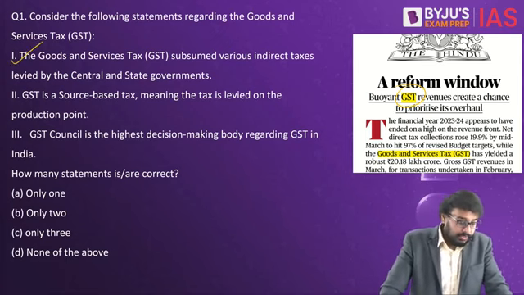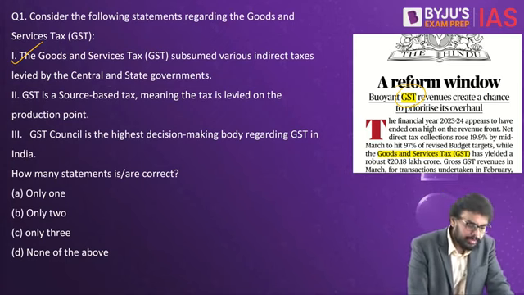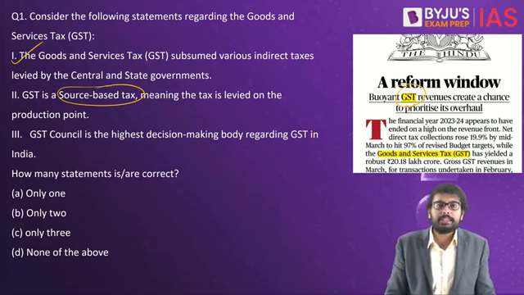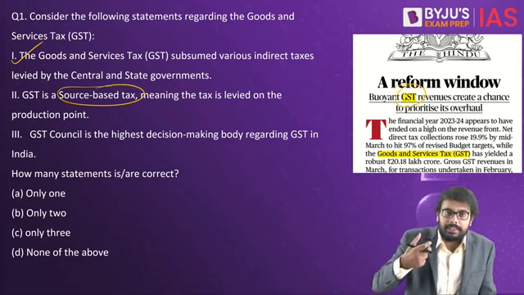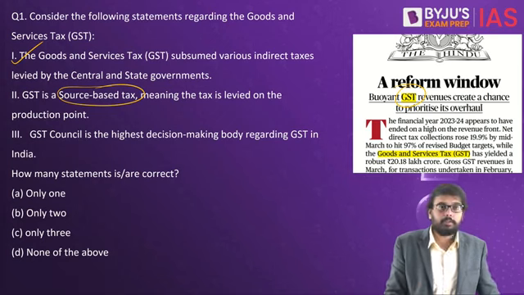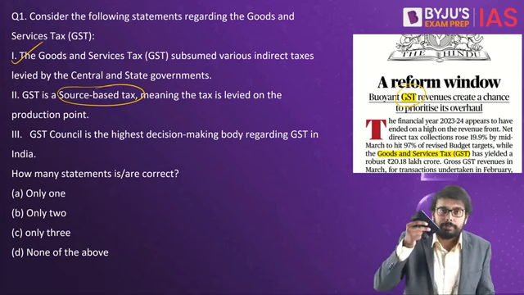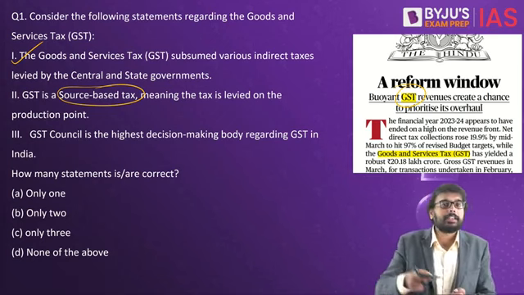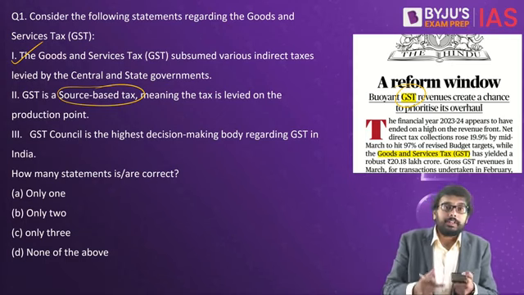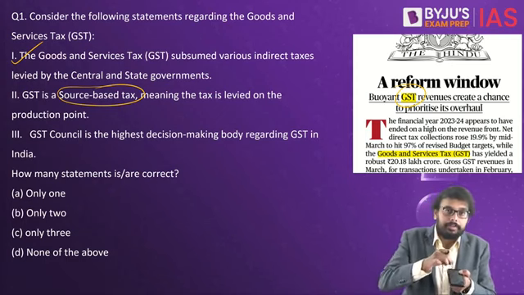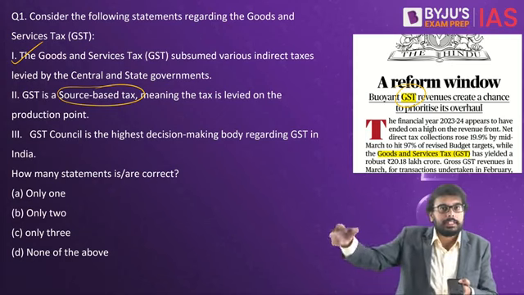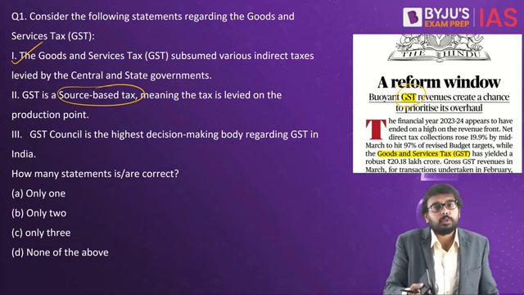So statement 2, GST is a source-based tax, meaning the tax is levied on the production point. So what do you mean by source-based tax? Source-based tax in the sense, the tax is levied at the point of production. Say for example, if this phone is being produced in Karnataka and it is being sold in Tamil Nadu, will the GST be levied in Karnataka, or will the GST be levied in Tamil Nadu? So what do you think?